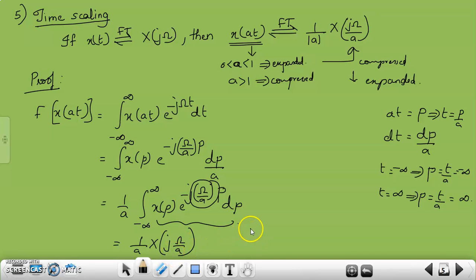Okay, similarly, if you are taking the Fourier transform of x of minus at, or for a less than 0, you will be getting the Fourier transform as minus 1 by a times x of j omega by a. So combining these two things, I can write x of at is transformed to 1 by mod a times x of j omega by a. So that is the time scaling property.